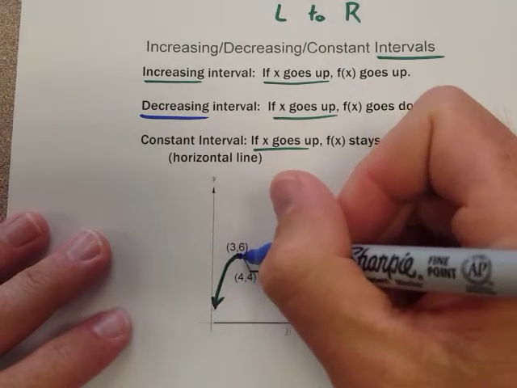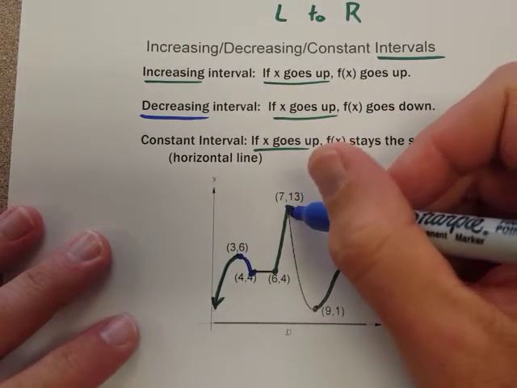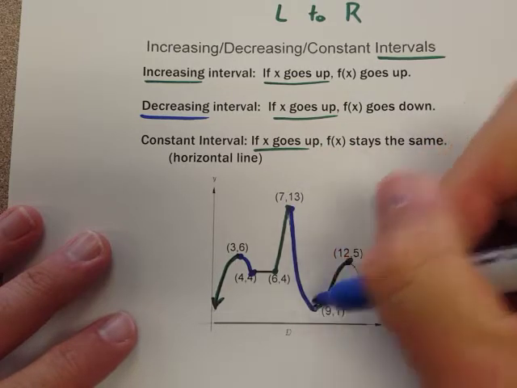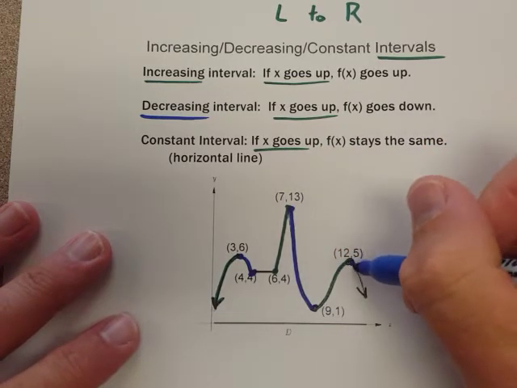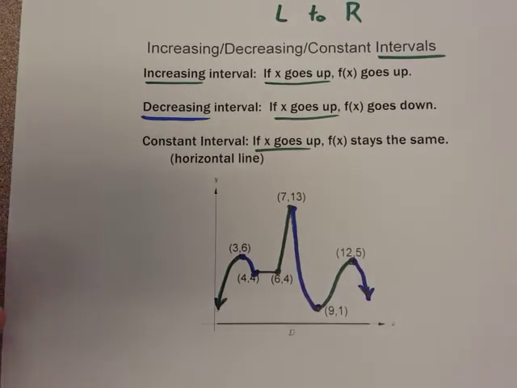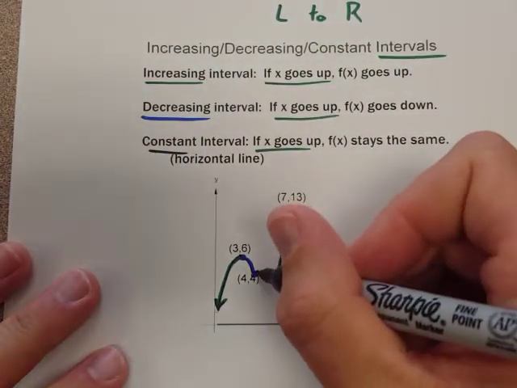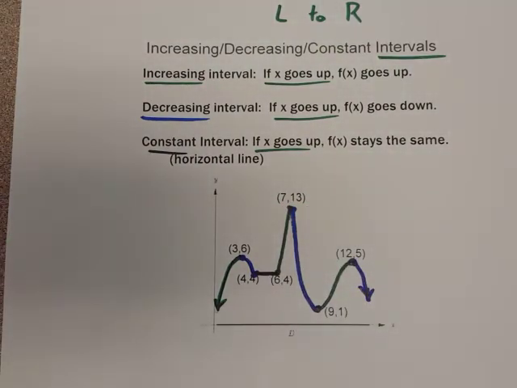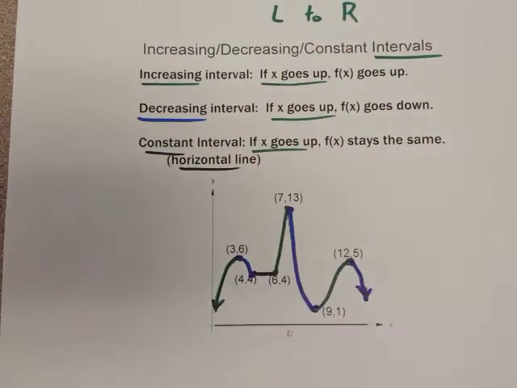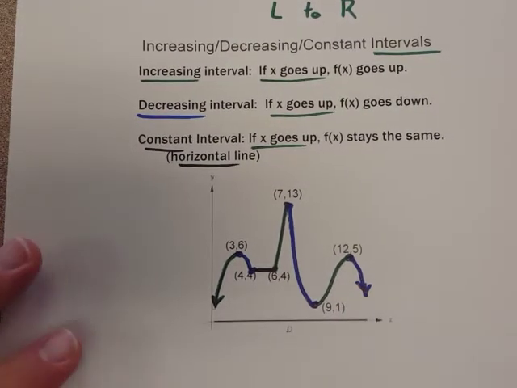Decreasing goes from here to here, from here to here, and then from here to here. The last one is constant. The only difference is that constant intervals are always just horizontal lines. And so now we're going to see if we can use interval notation to describe each one of these.